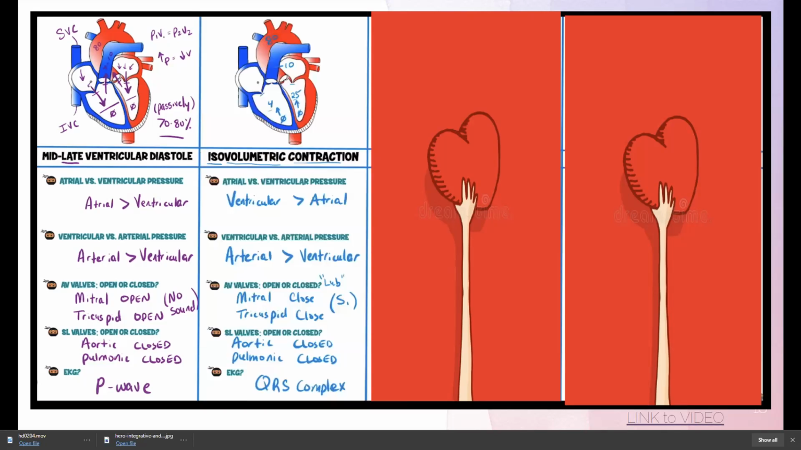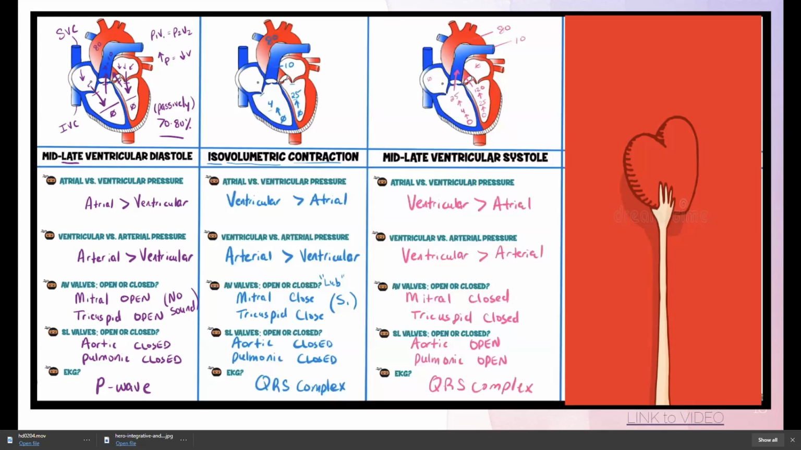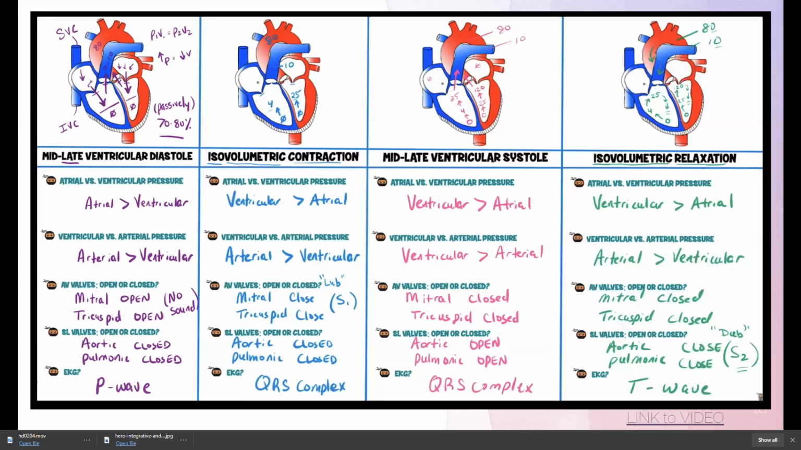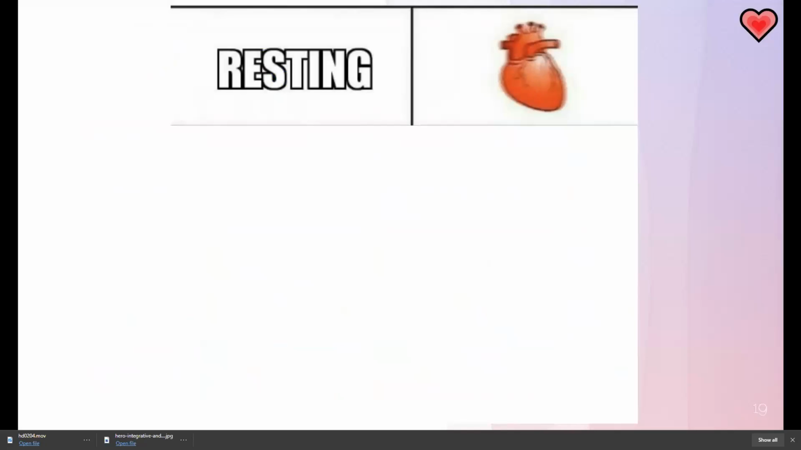Each one of these goes through each one of the phases of the cardiac cycle and gives you a rundown of what's greater pressure, which valves are closed, sound, and EKG. It's a great way to look at this right before the exam because it'll save you time. I included a little meme for you guys.